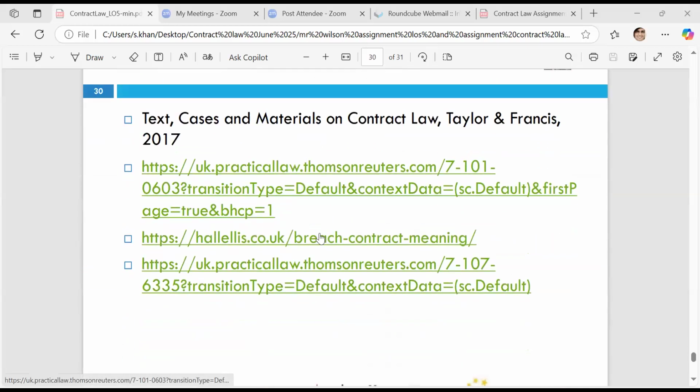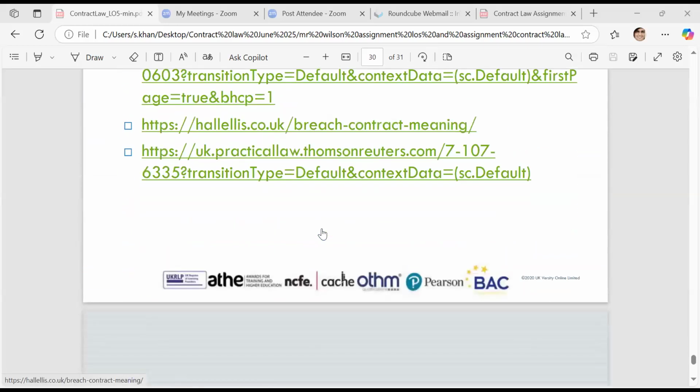And these are the references, which you can right click on, for the final one, which is learning outcome 5.